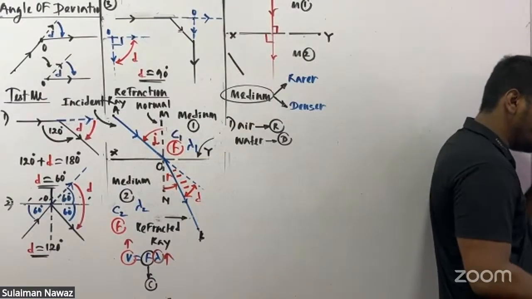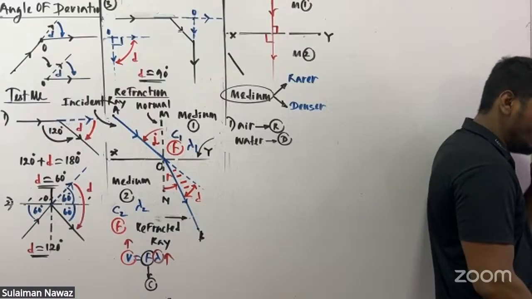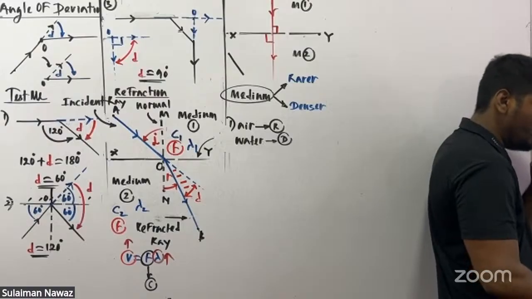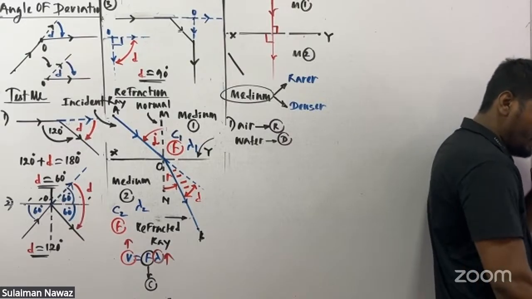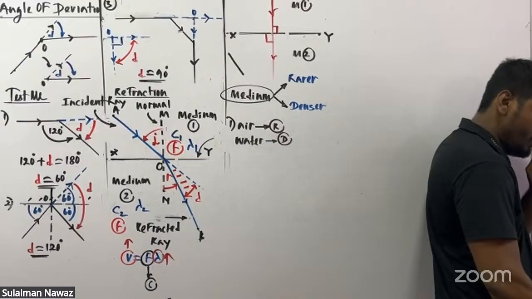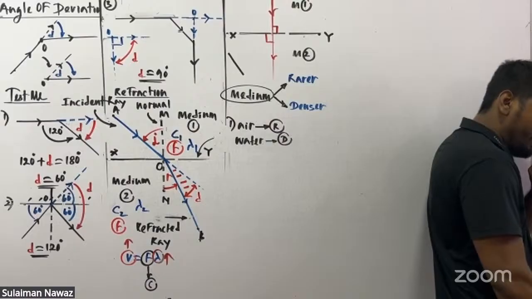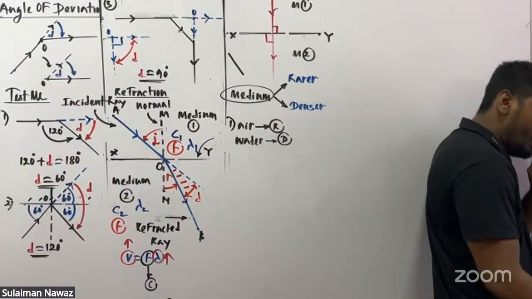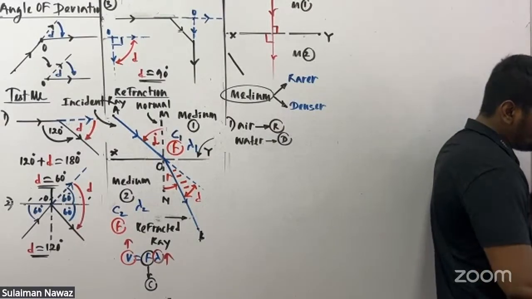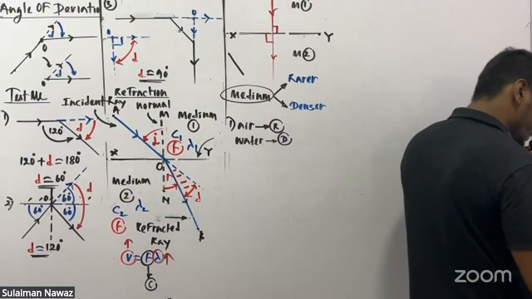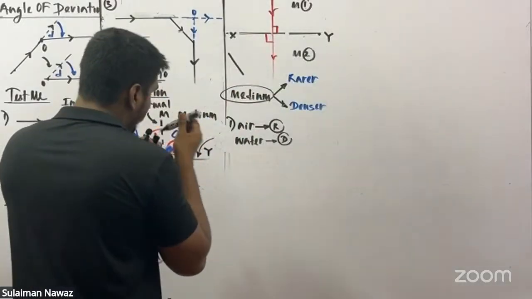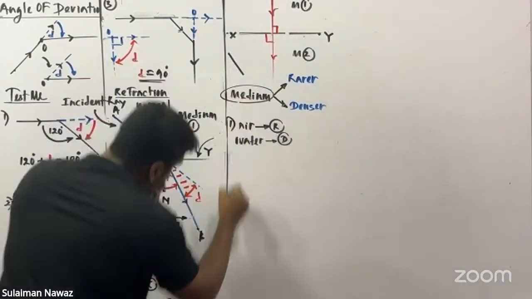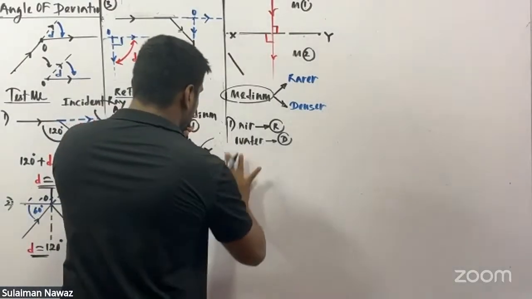Highlight that entire statement. Sometimes this is something you never learned. In O levels you might have learned, but the first time you are learning it is in A level. Highlight: when a light ray travels from rarer medium to denser medium, the light bends towards the normal. This is an important point. Step by step, we are learning the theory. Next.